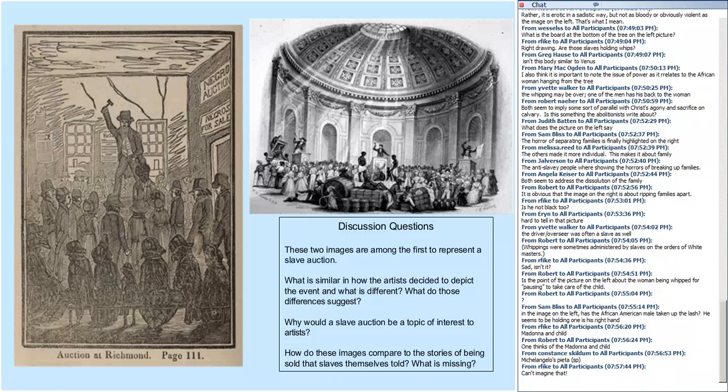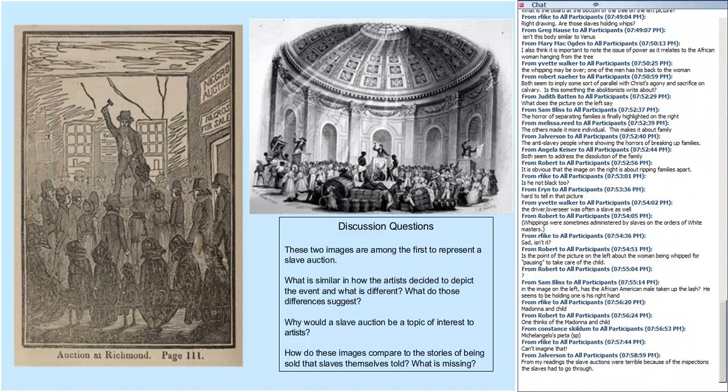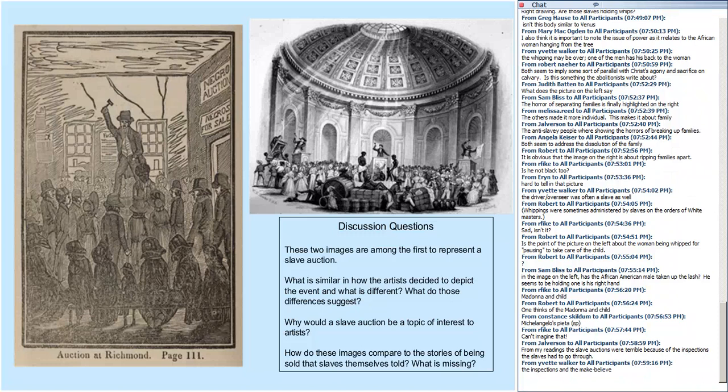And on the screen are two of the earliest of those slave auctions. I would like you to look at these two and see what impression of an auction the artist seems to be interested in, what stories they seem to be telling, and what you think might be missing?